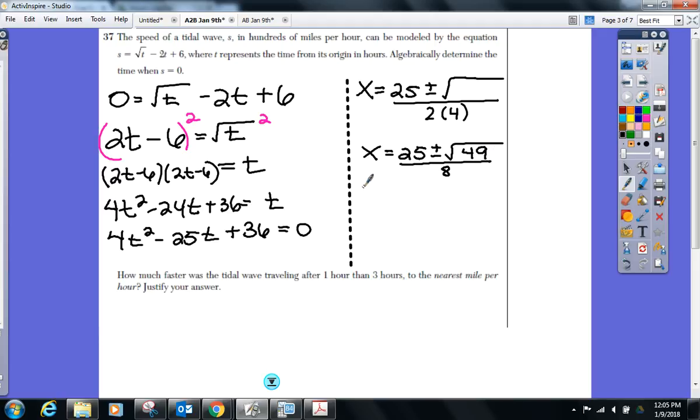You guys can take the square root of 49, right? 25 plus or minus 7 over 8. How do you get your 2 answers then? What do I do here to get my 2 answers? Okay, everyone ready? 25 plus 7 divided by 8, and 25 minus 7 divided by 8. You guys want to do quadratic formula? Here you go.